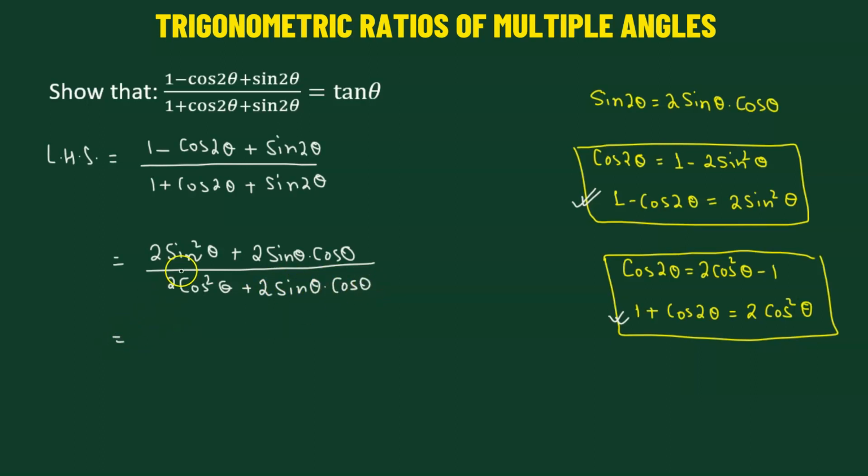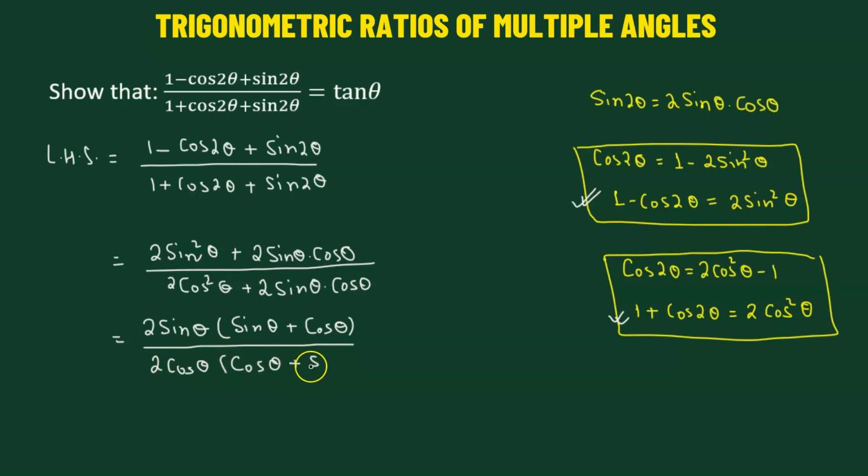Fine. So we'll take 2 times sine theta as the common factor. This will get multiplied to sine theta plus cosine theta, whole divided by 2 times cosine theta, which will get multiplied to cosine theta plus sine theta. Now we can factor out sine theta plus cosine theta from the numerator and the denominator. We can also factor out the 2.